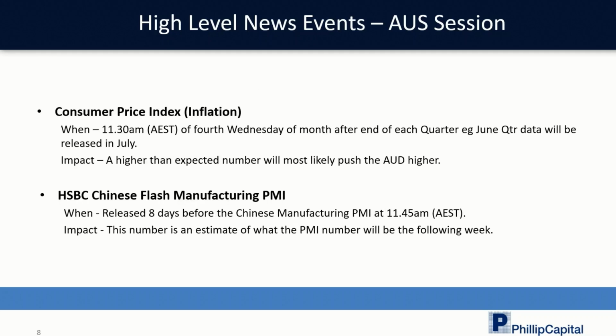The Consumer Price Index, CPI or inflation, is released at 11:30 a.m. Australian Eastern Standard Time on the fourth Wednesday of the month after the end of each quarter. For example, for the June quarter, data will be released in July. A higher than expected number will most likely push the Aussie dollar higher. The HSBC Chinese Flash Manufacturing PMI is released 8 days before the Chinese Manufacturing PMI at 11:45 a.m. Australian Eastern Standard Time, and the number is an estimate of what the PMI number will be the following week.